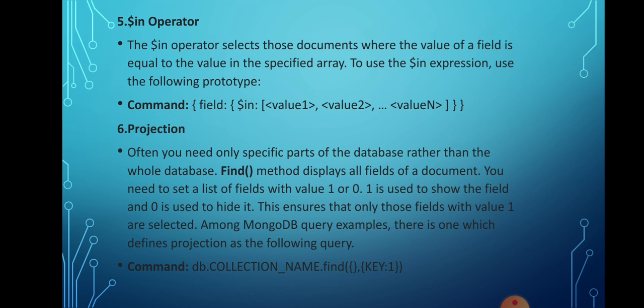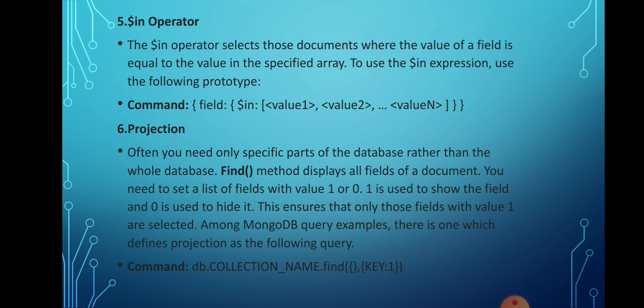Now next is the $in operator. The $in operator selects those documents where the value of a field is equal to a value in the specified array. To use the $in expression, use the following prototype. The command is { field: { $in: [value1, value2, ... valueN] } }. Then the array is completed, the curly bracket of $in is completed, and the outer bracket is completed.